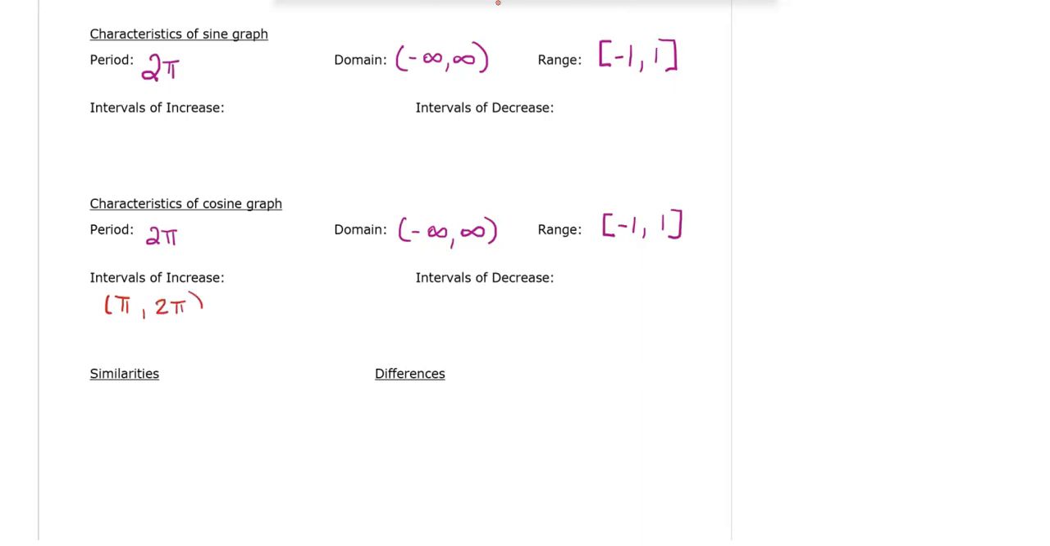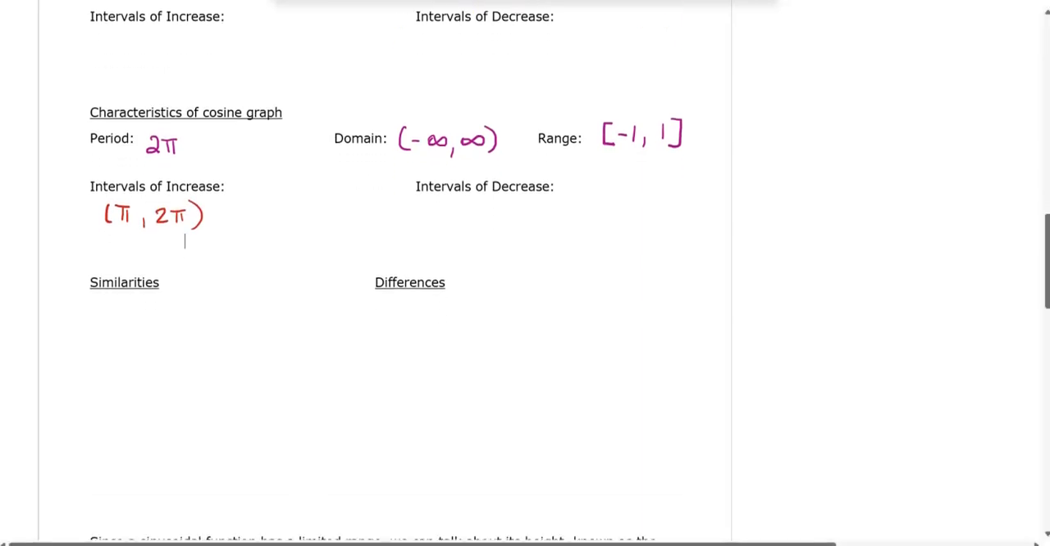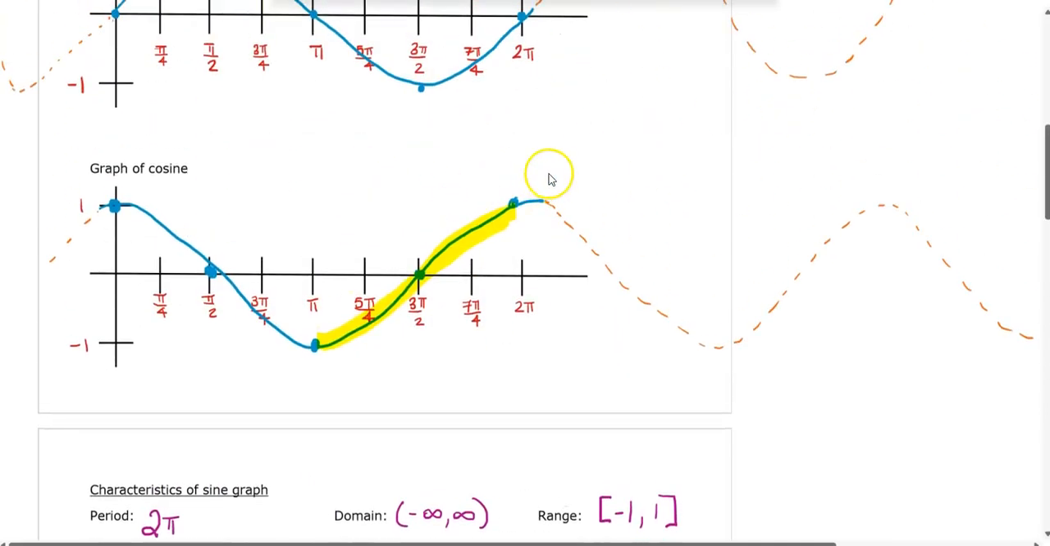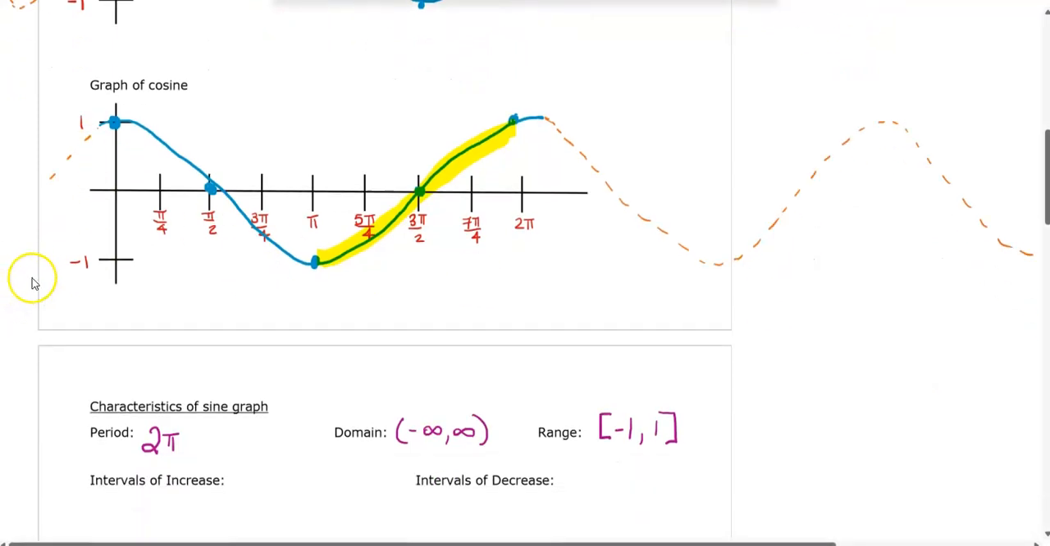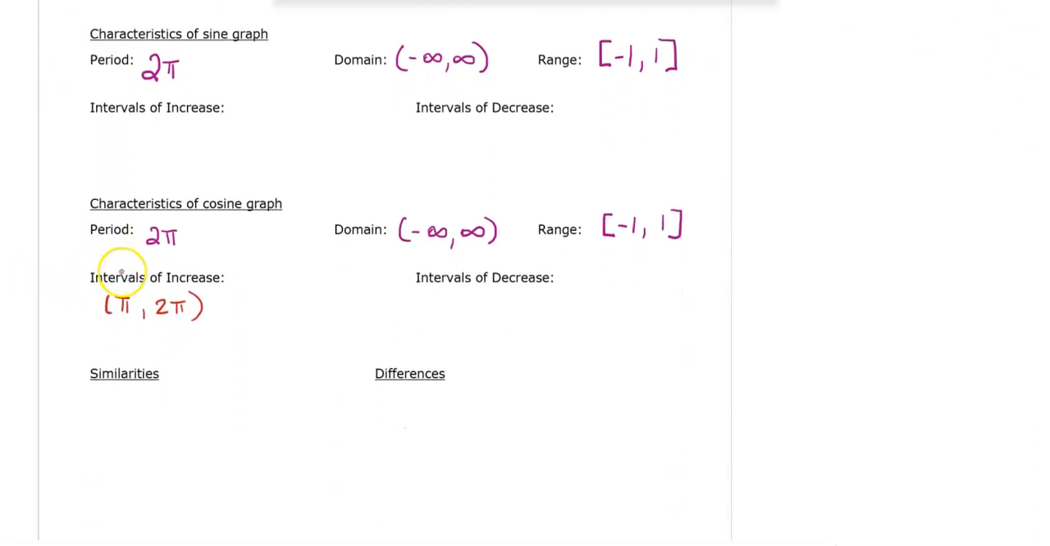But I can't just say pi to 2 pi. Because what's going to happen when it's repeating here? Or over on the next cycle? Or over here when it's increasing here? So I can't just leave it at from pi to 2 pi. I have to go a little bit more specifically.